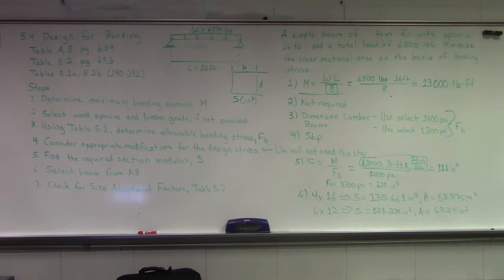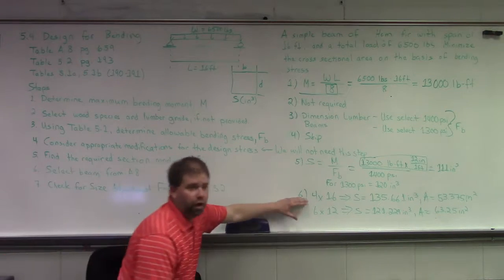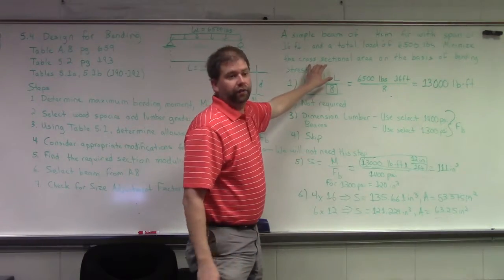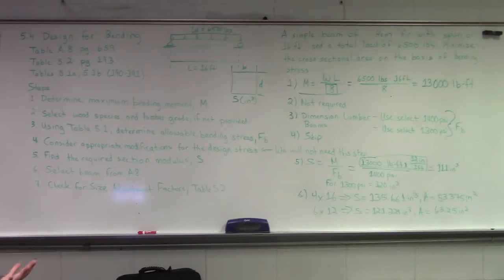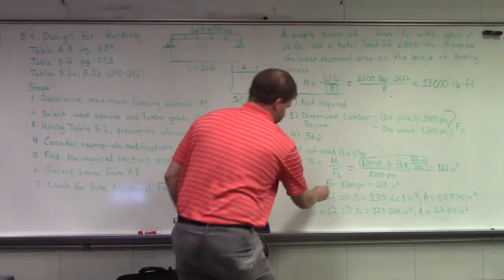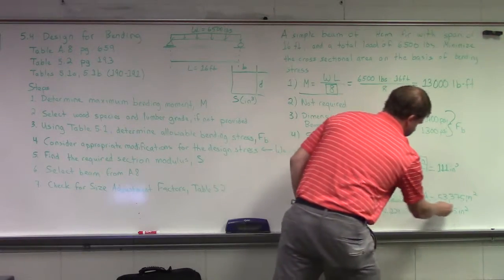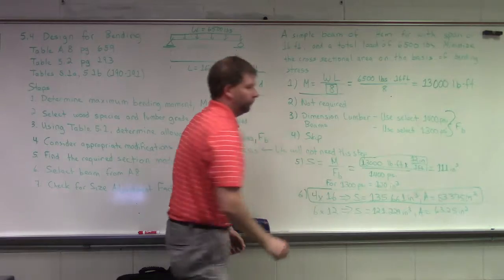For the 6 by 12, the table doesn't give you enough information for 6-inch dimensional lumber. But between those two, 4 by 16 and 6 by 12, both of the S's work, but the area is smaller for 4 by 16, so wouldn't you want to choose that anyway? Right, because you're asked to minimize. So as long as your minimum works, you're happy and away you go.